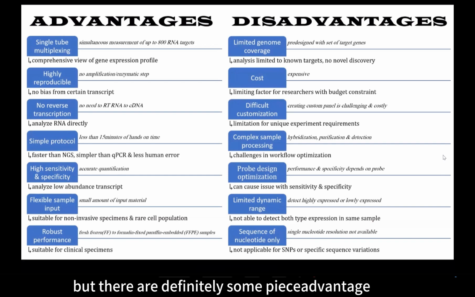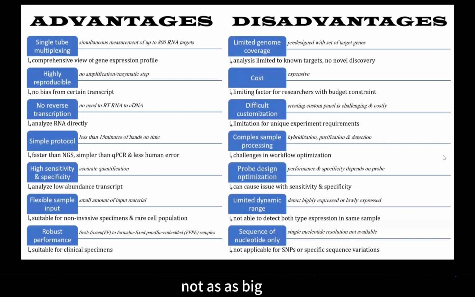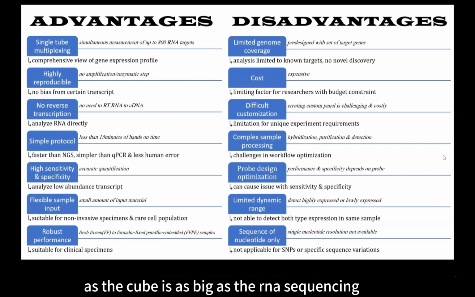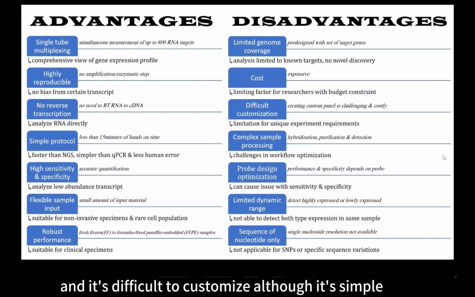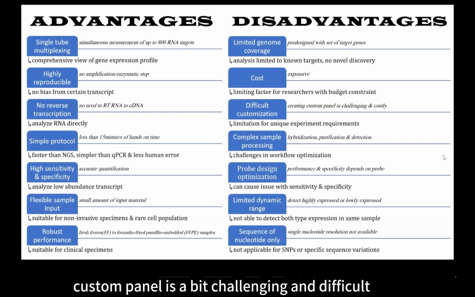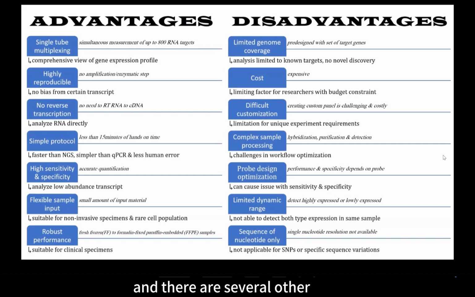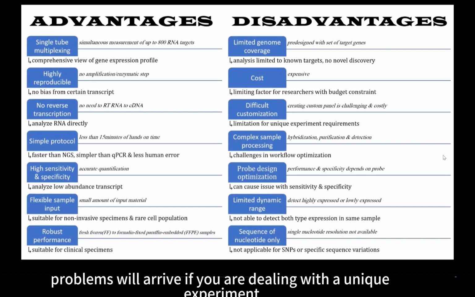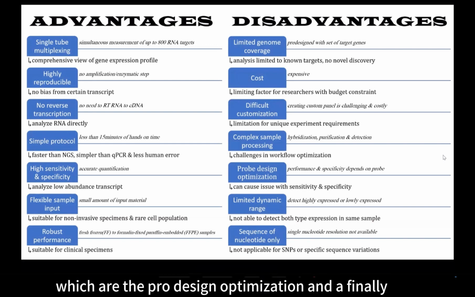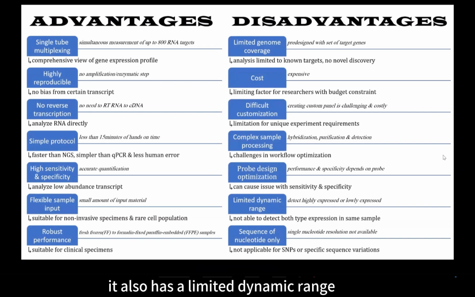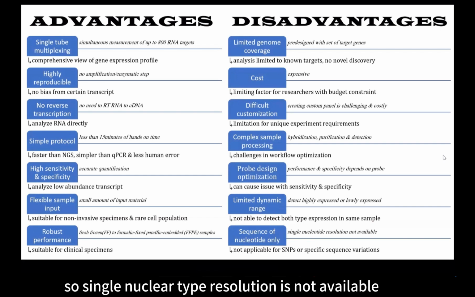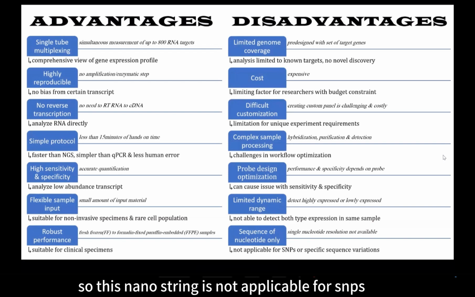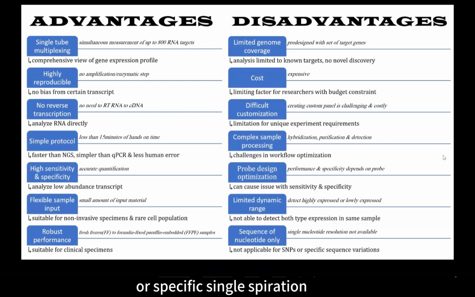But there are definitely some disadvantages because it has limited genome coverage, not as big as RNA sequencing. It's also a bit expensive and it's difficult to customize. Although it's simple, customizing a custom panel is a bit challenging and difficult. And there are several other problems that will arise if you are dealing with a unique experiment, which are probe design and optimization. And finally, it also has a limited dynamic range, and we can only find the sequence of nucleotides. So single nucleotide resolution is not available. So NanoString is not applicable for SNPs or specific sequence variation.